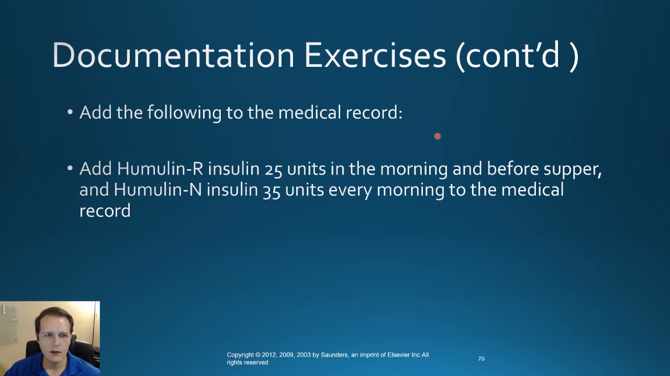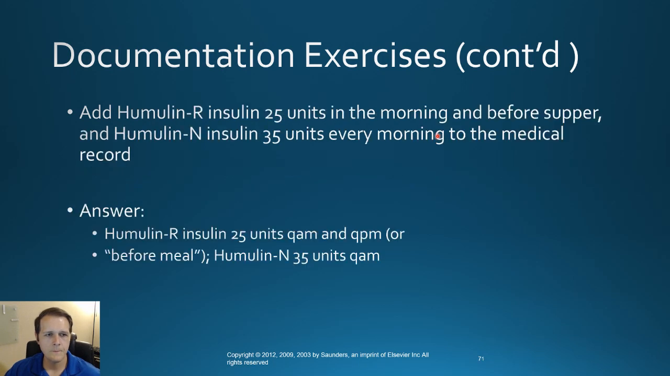35 units every morning. And how do we write that for the medical record using abbreviations? Right, so here we say Humulin R insulin 25 units QAM and QPM. Or we could write before a meal, and then Humulin N 35 units QAM, right? So I'd actually write that as 2 separate lines to make sure that they note that as 2 separate orders. You would not want that to get confused and the patient to get Humulin R for both of those or Humulin N for both of those. That could lead to some severe issues of hypoglycemia, being blood sugar is too low, or perhaps the blood sugar being way too high if they're not getting enough insulin action.